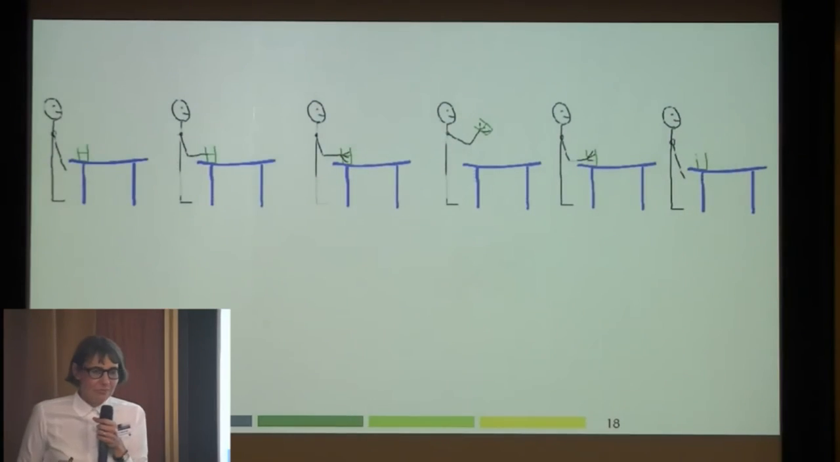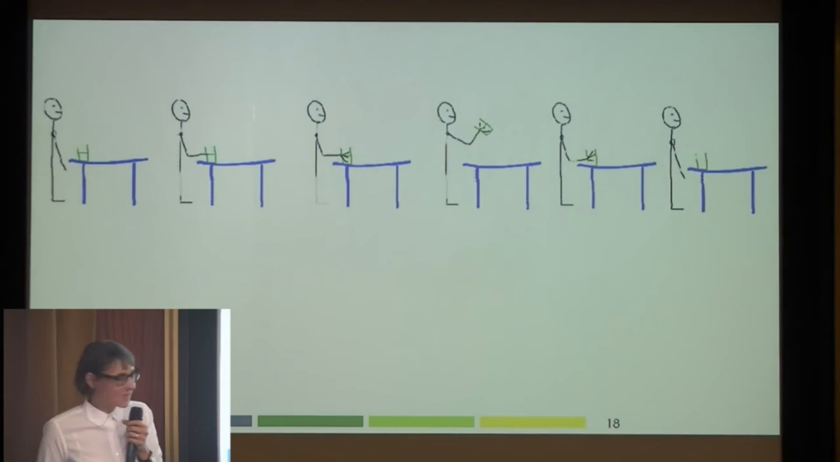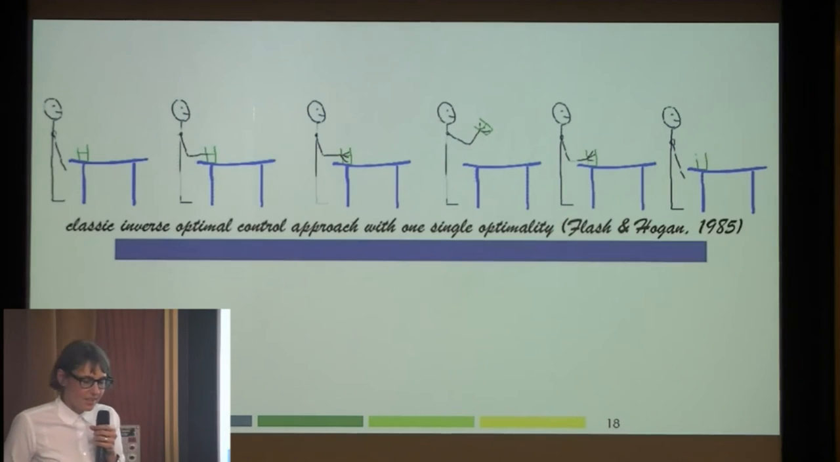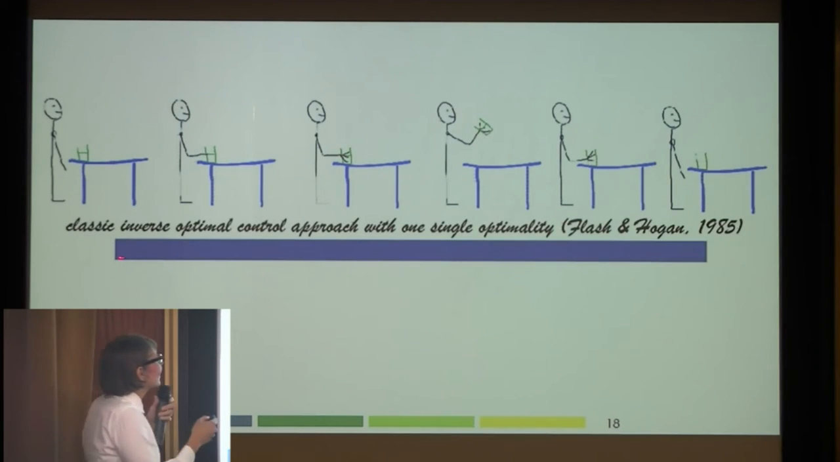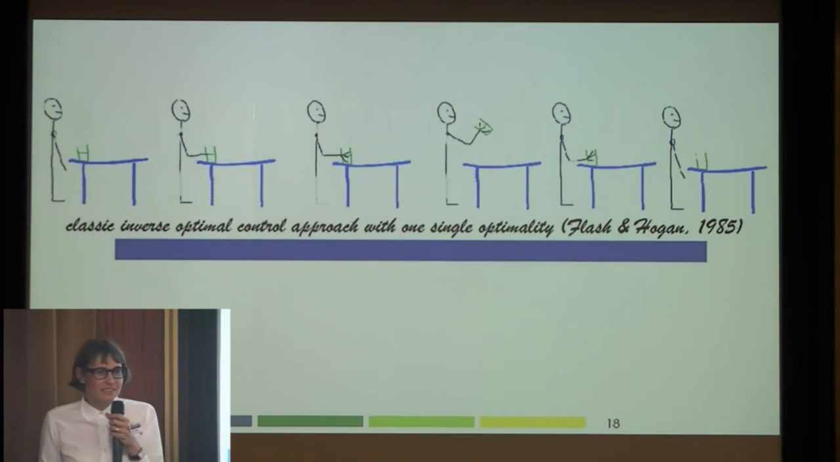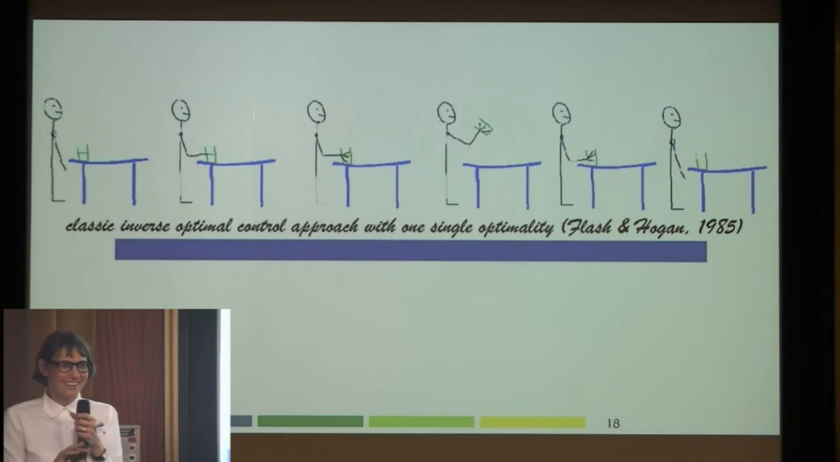If you look at what's happening, and tell me if I'm wrong because for me it's kind of new, take this example of drinking from a glass. Roughly speaking, the classic inverse optimal control approach says that there is one optimality. Tell me if I'm wrong.